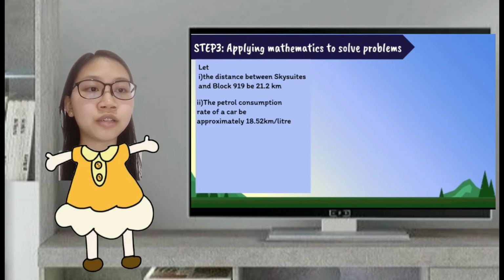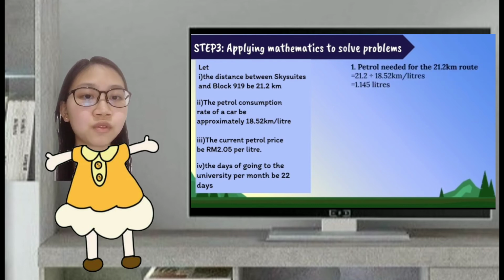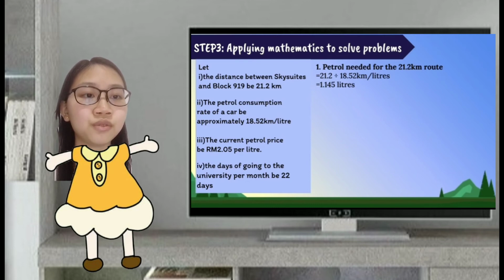Next, let the petrol consumption rate for a car be approximately 18.52 km per liter. Then, let the current petrol price be 2.05 ringgit per liter. Lastly, let the days of going to the university per month be 22 days. To calculate the petrol needed for the 21.2 km route, we have to divide 21.2 km by 18.52 km per liter. The answer we will get is 1.145 liters.